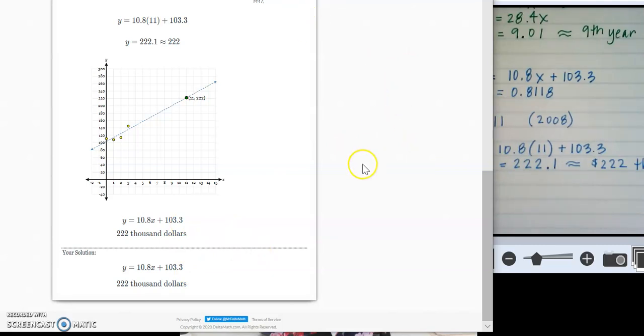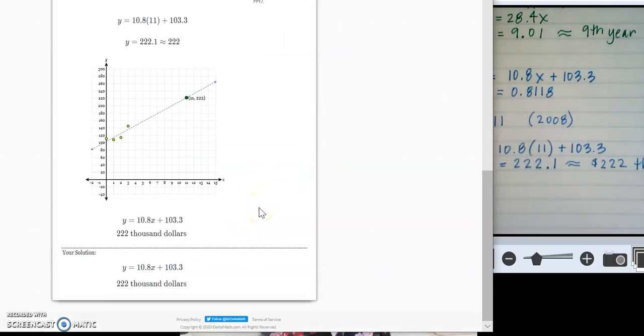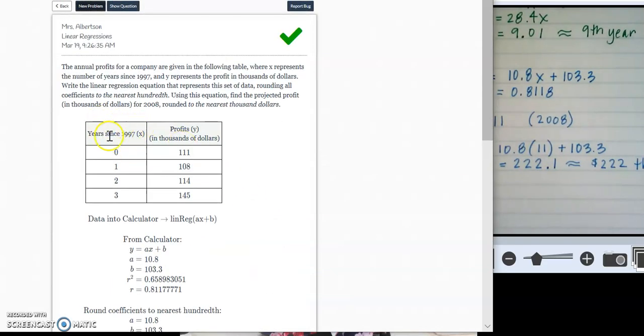All right, hopefully that gives you enough information to get started. My suggestion would be to have the paper handy so you can jot down the information, and then make sure you're watching for where it might say years since instead of saying 1997, and also make sure you're paying attention to how you need to be rounding, because DeltaMath will mark it wrong if you don't round correctly.